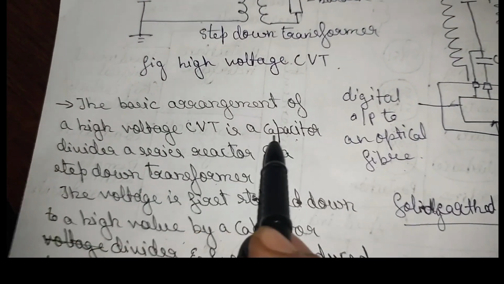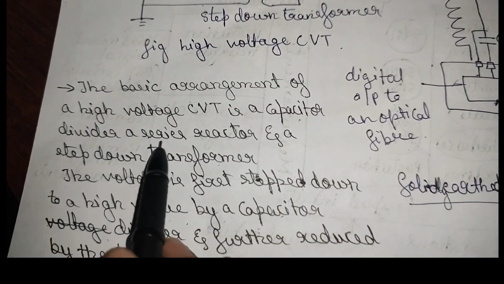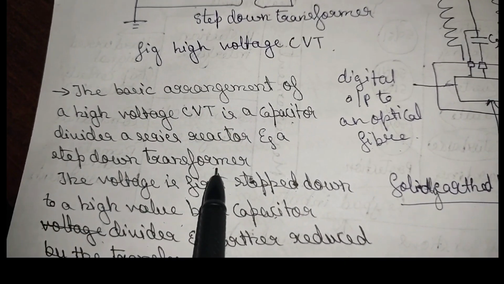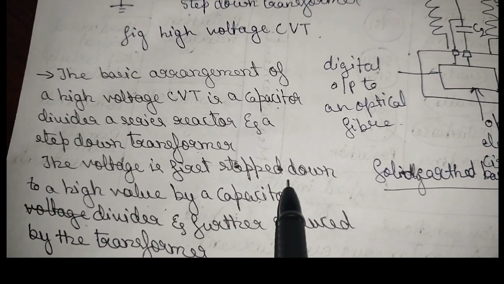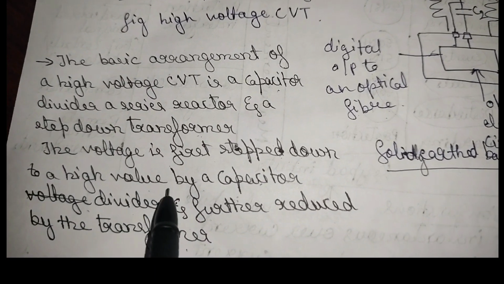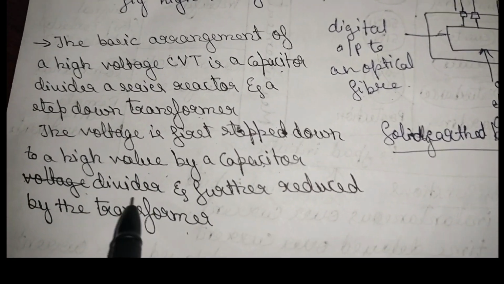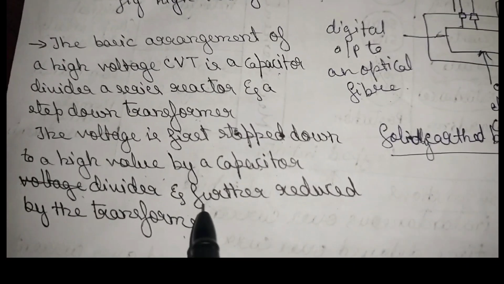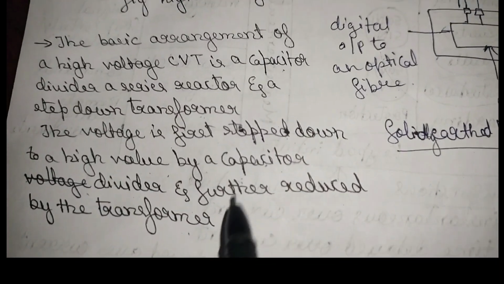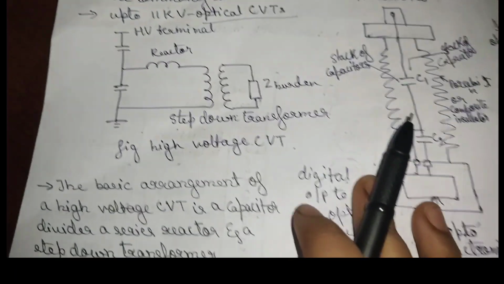A high voltage CVT is a capacitor divider, a series reactor and a step down transformer. The voltage is first stepped down to a high value by the capacitor divider and further reduced by the transformer. This is about the voltage transformer.